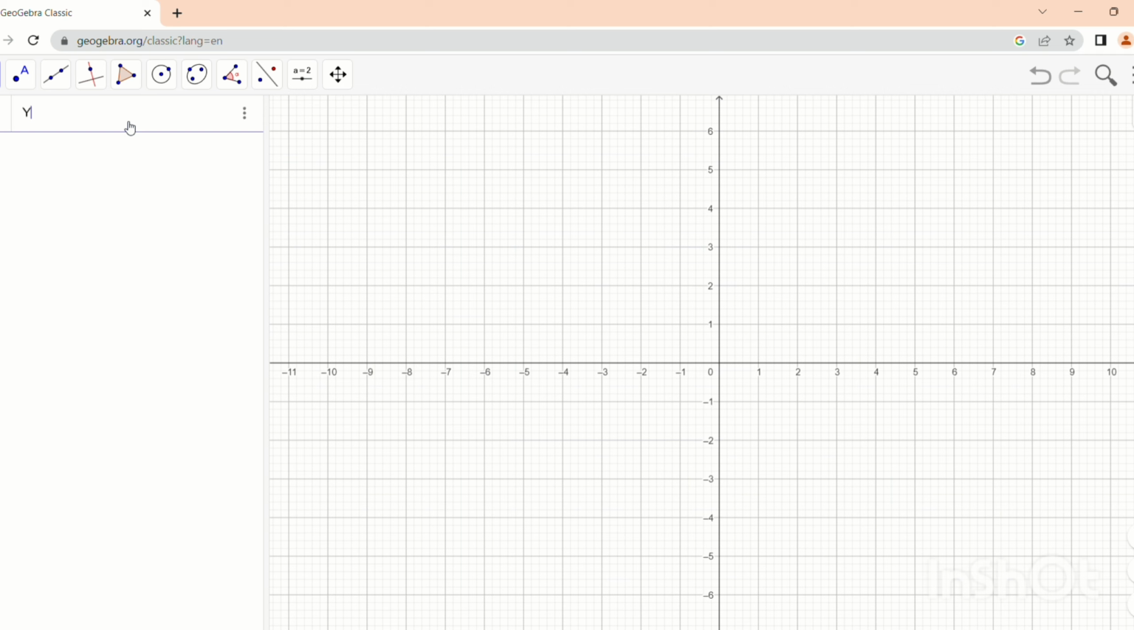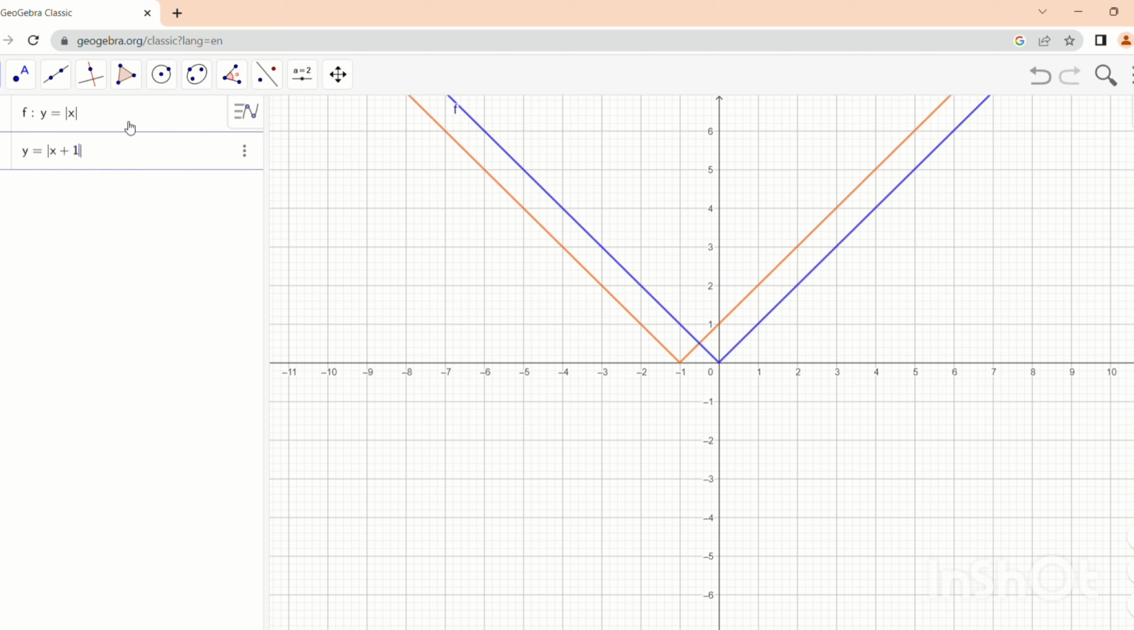posted in this channel. Open GeoGebra Classic and in the input bar type y equals absolute value of x. You can see the parent graph displayed on the screen. We are going to investigate the transformations on this.